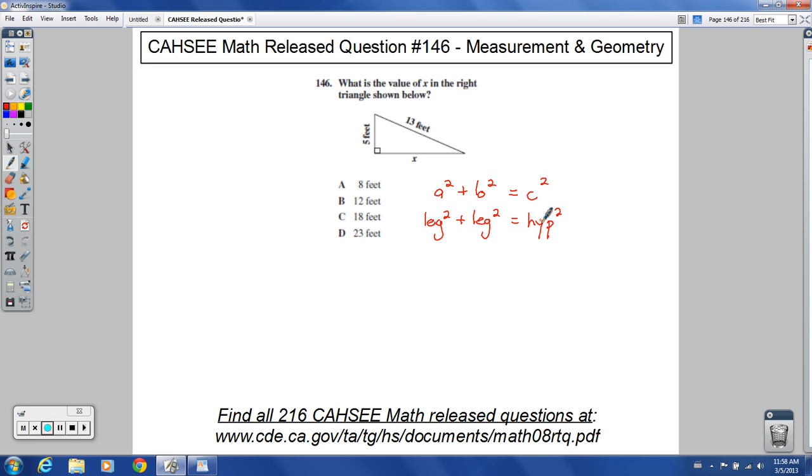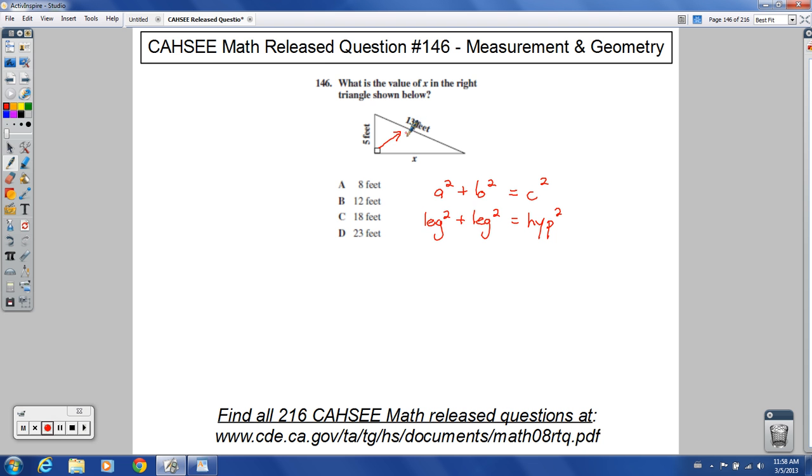So if you know C stands for the hypotenuse and you know A and B stand for the legs, you know it then. But if you don't know what that stands for and you just blurt this out, you're not really helping yourself there. So we got to know that this is the same thing as this. Now we can plug in these values.